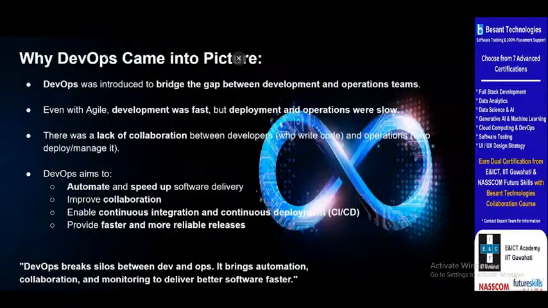Then as I said, in the agile process, development was fast, but deployment was a problem, automation was a problem. So the main aim of DevOps is, first, to collaborate; second, to speed up the delivery; third, CI/CD; and for faster, reliable releases. This is the main aim of DevOps.